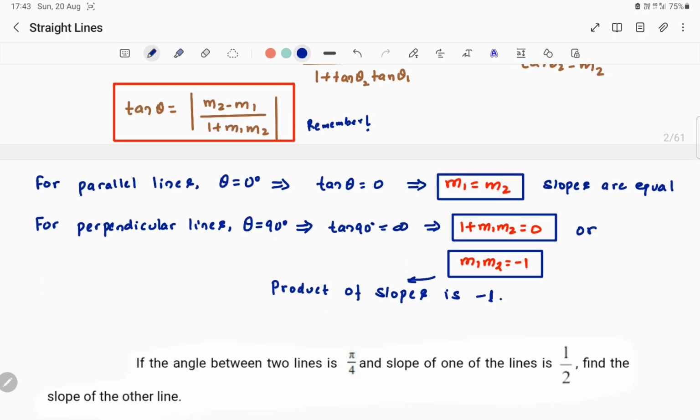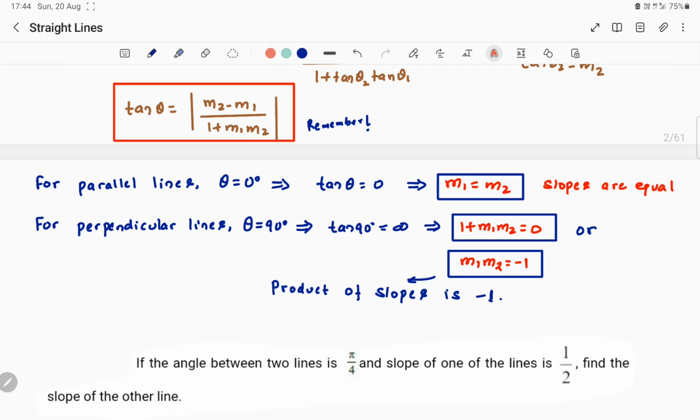Now what if two lines are parallel? If two lines are parallel, then what is the angle between them? Angle is 0. So tan 0 is 0. So on the right hand side also the numerator has to be 0, isn't it? So we got m1 is equal to m2. If two lines are parallel, we will know that the slopes are going to be equal, that is m1 is equal to m2.